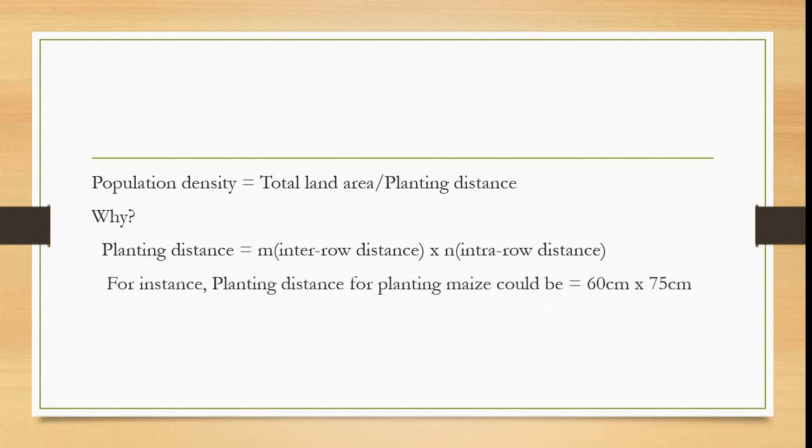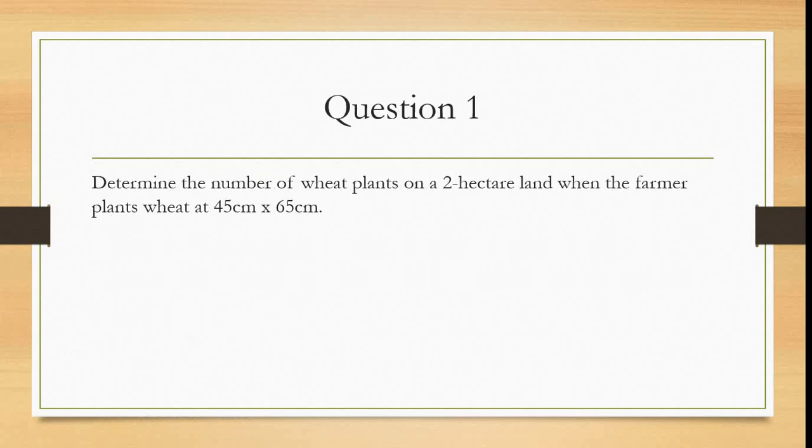Now, we have been given an example here. For instance, the planting distance for planting maize will be what? 60 centimeters by 75 centimeters, right? So in this case, if you multiply the two numbers, you're going to get an area, all right? So 60 by 75, you get the number, and the unit is going to be centimeters by centimeters, which will be centimeters squared. So in the end, you're going to get something like 4,500 centimeters squared as the area occupied by one plant. So if you have the total land area, you could divide the total land area by that. Then we get the number of plants on that maize farm. All right. So that is the meaning of that.